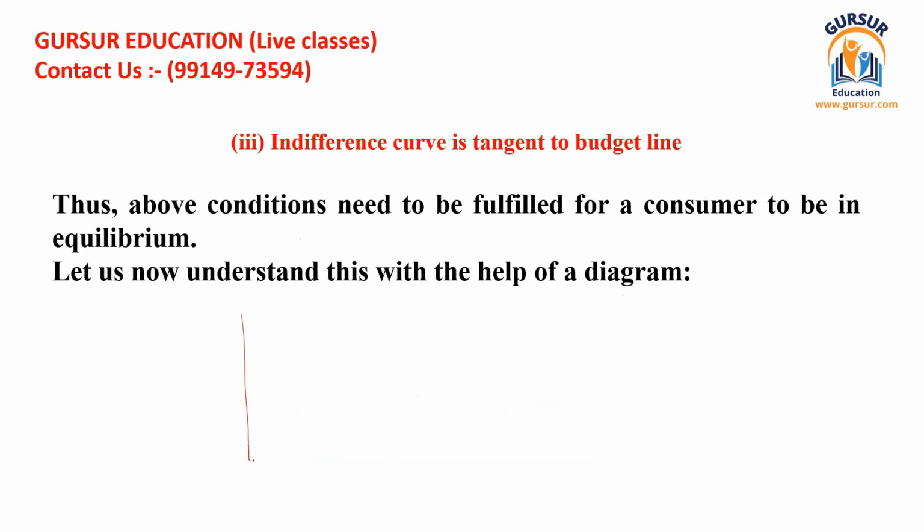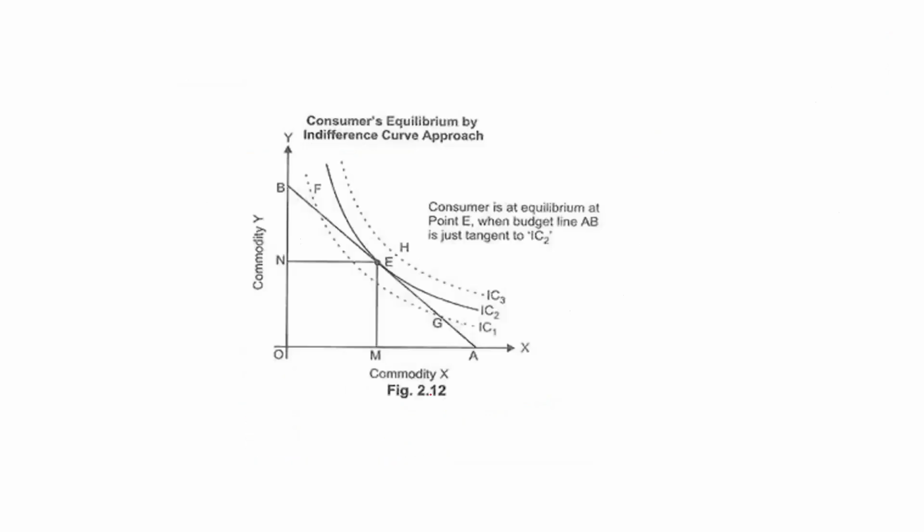Budget line I have already taught you. Budget line is just the line which represents the different combinations you can purchase with your given income and given prices of commodities. So different levels you can purchase with the help of your given level of income and given prices of the commodity, and that is known as budget line. Budget line has been represented here, and indifference curve has been represented here.